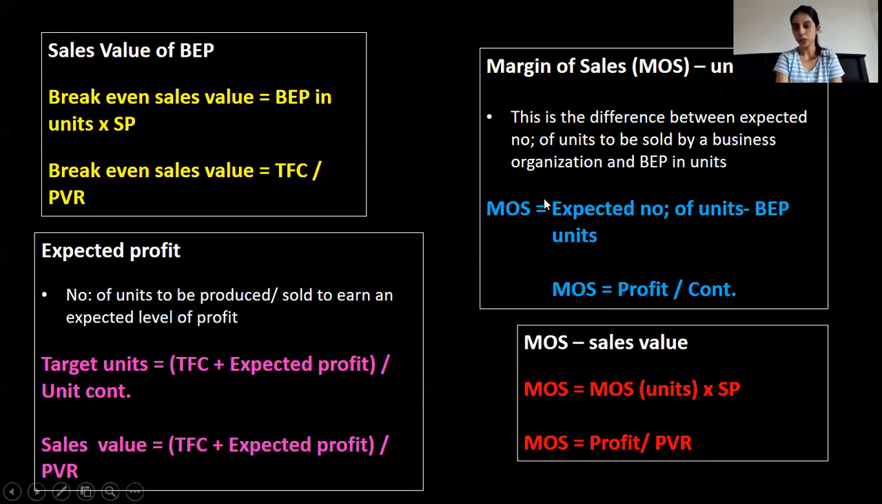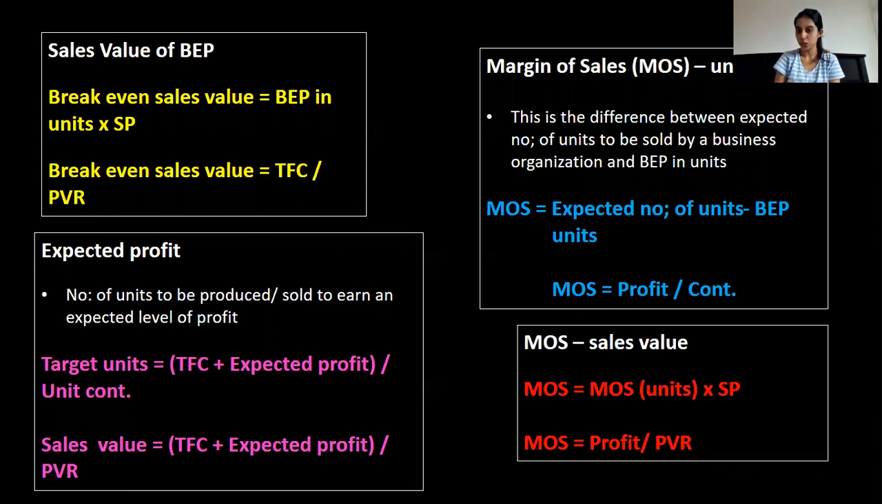Okay, so we move on to margin of safety. So what is margin of safety? Margin of safety in units is the difference between the expected number of units to be sold by a business organization and the break-even point in units. So if an organization is planning to sell a number of units in excess of the break-even point, that gap between the break-even number of units and the expected number of units will give them a margin of safety. Within this margin of safety, they can earn profits.